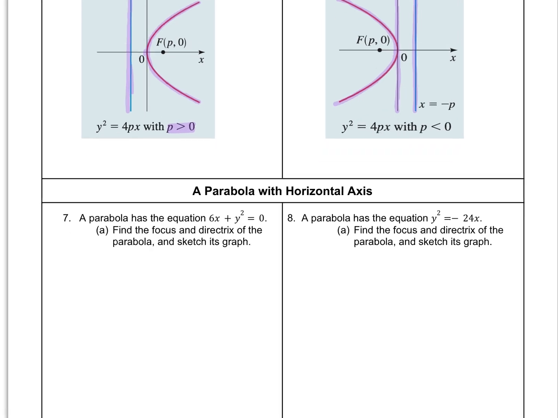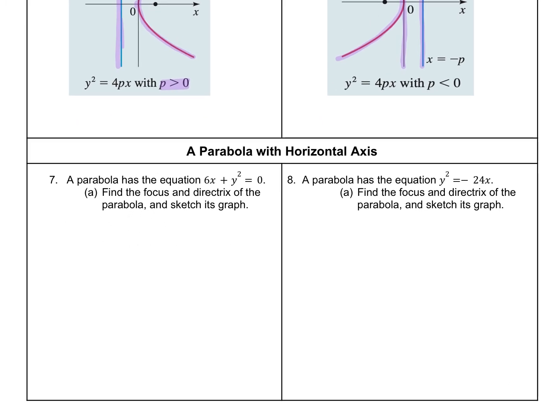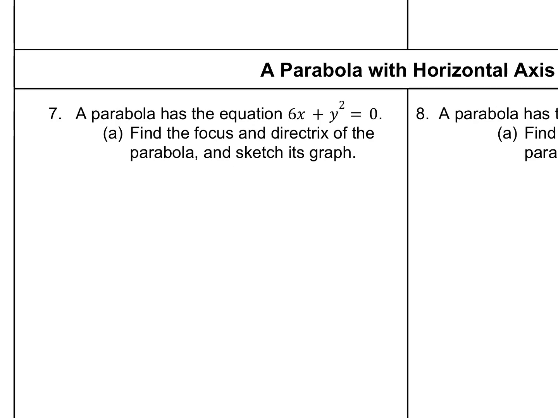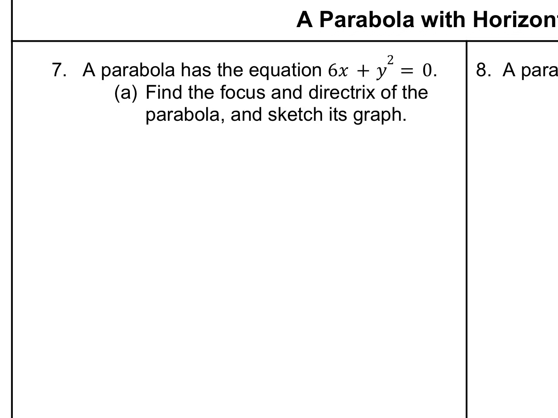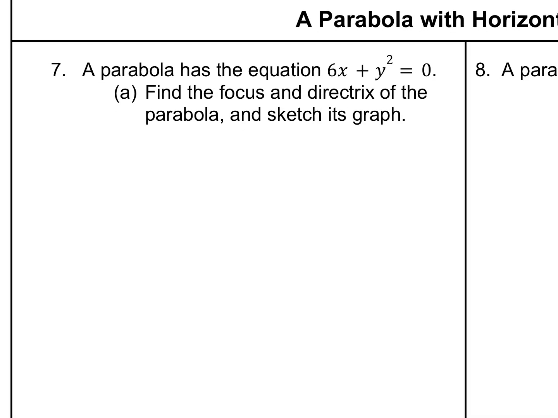Okay, so let's look at some parabola with a horizontal axis. A parabola has the equation 6x + y² = 0. Requirement A, find the focus and directrix of the parabola and sketch its graph. The first thing we're going to do is to put the equation in its proper form. This should be in the form y² = 4px. So we're going to transform it into that, which gives you y² = -6x.